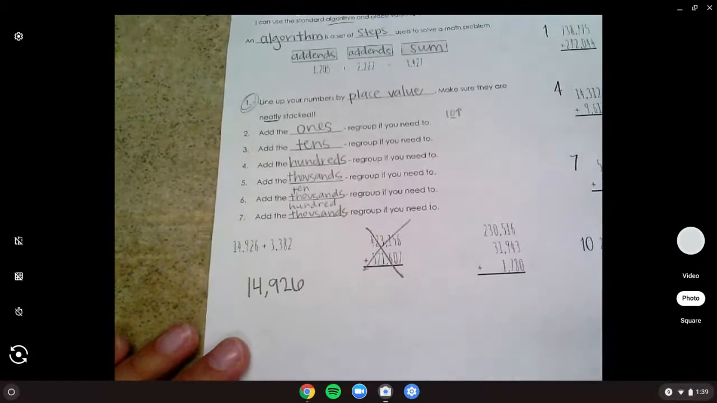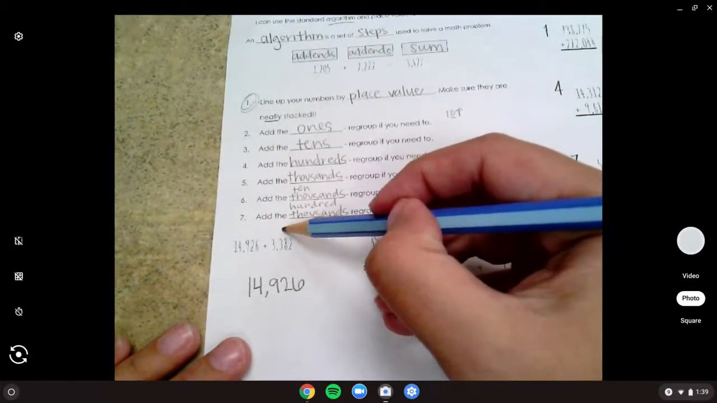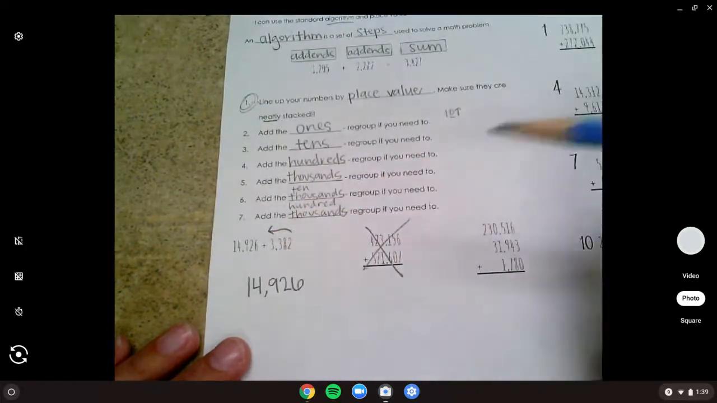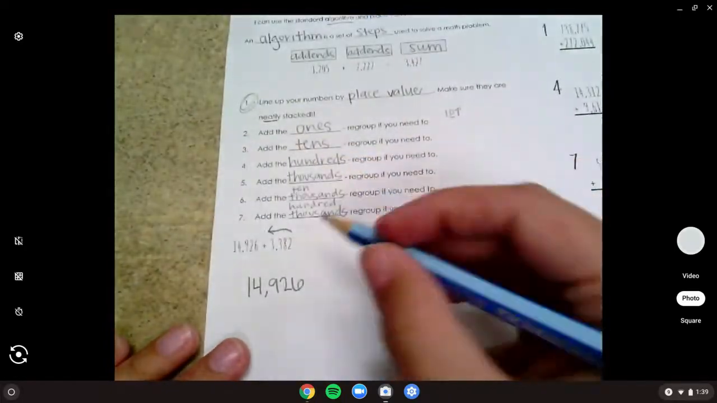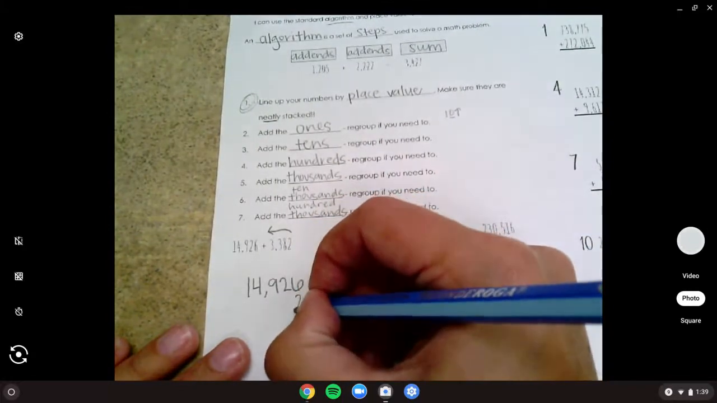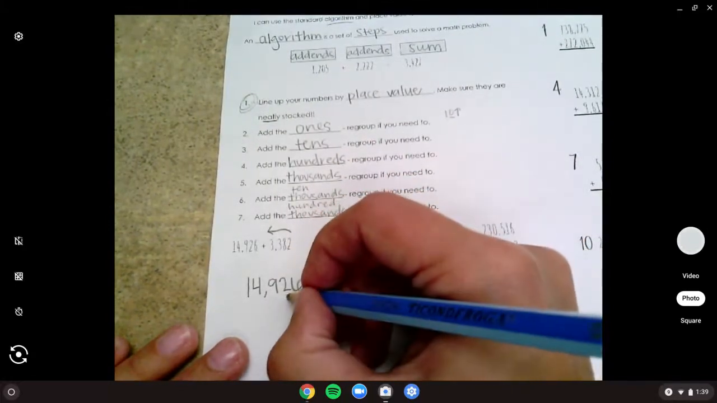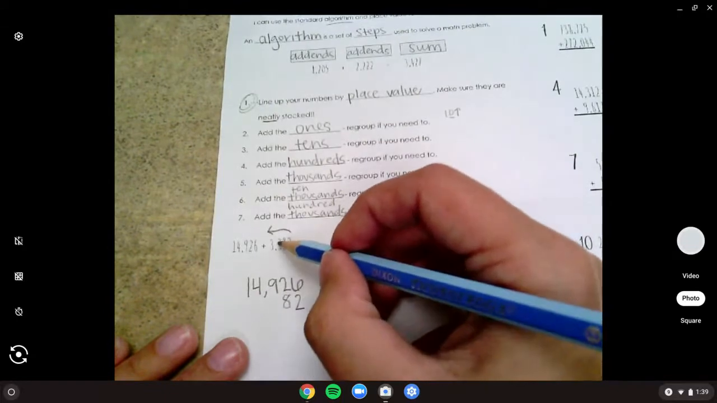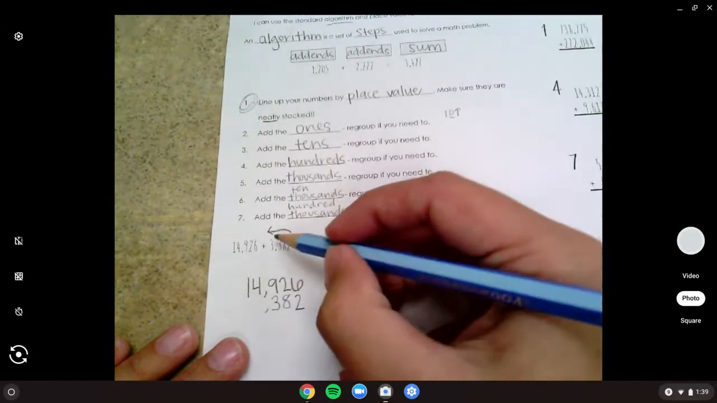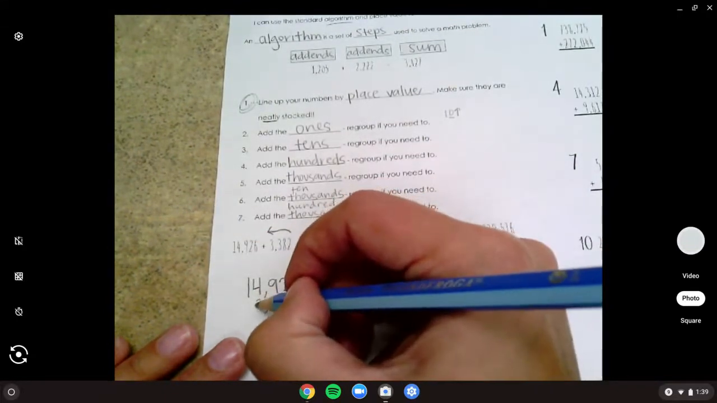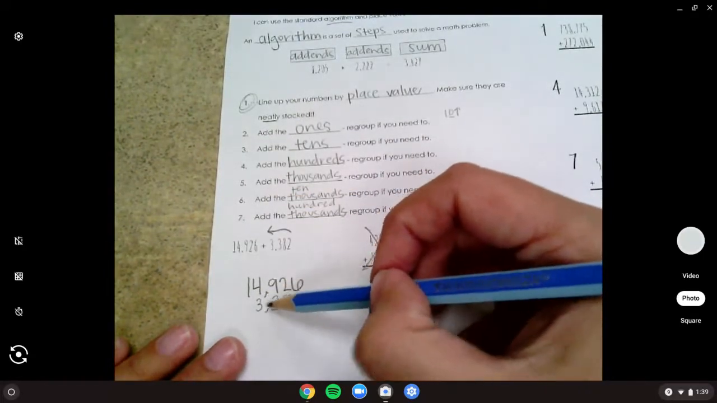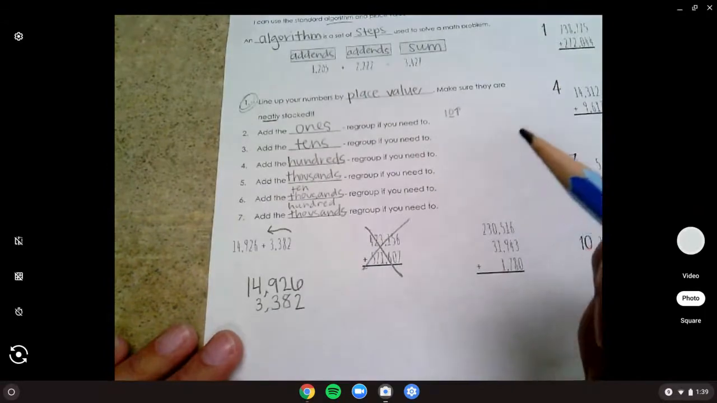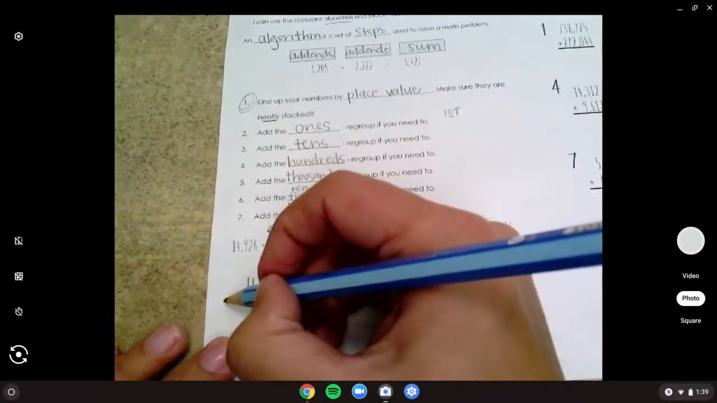Now, to make sure I have my places all lined up, I want to actually write my number backwards to make sure my ones, tens, hundreds, thousands, 10,000, and so on, line up. So I'm going to put my 2 under my 6, and then an 8 in my tens, a 3 in my hundreds, and then a 3 in my thousands. I want to keep my commas so that I don't lose any places. I make sure that they're all stacked up.